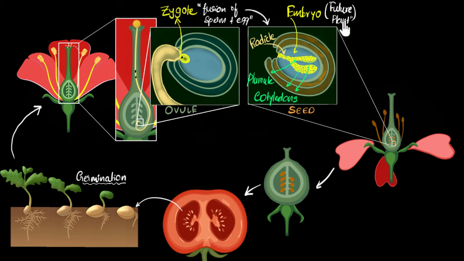The embryo is the future plant. The cotyledons of the embryo are going to nourish it once the seed starts germinating. The radicle is where the root grows, and the plumule is where the shoot starts growing. At the same time, the flower loses all its other parts, and the ovary swells and becomes the fruit. And eventually, as the plant grows, the cotyledons shrink, and now the leaves take care of all the nourishment and the food requirement of the plant.